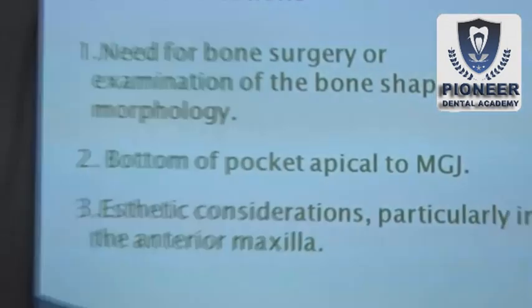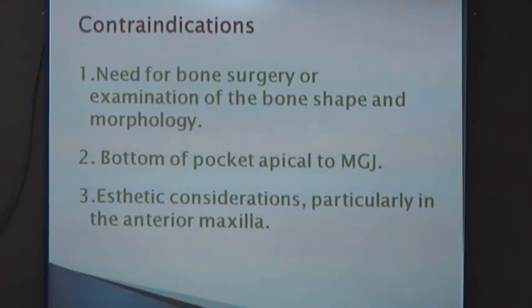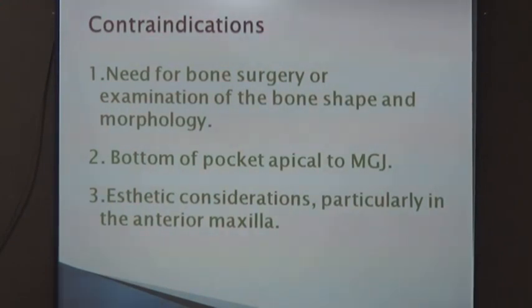Then when you need bone surgery or elimination of bone shape and morphology, that means the gingival enlargement is there, at the same time the patient is having a bony defect. Can you say one disease where you will have such a combination? Patients on cyclosporin therapy, most of them will have a pocket formation, at the same time gingival enlargement will be there. That time you just can't do gingivectomy alone, you have to join with the flap surgery. So that is one contraindication.